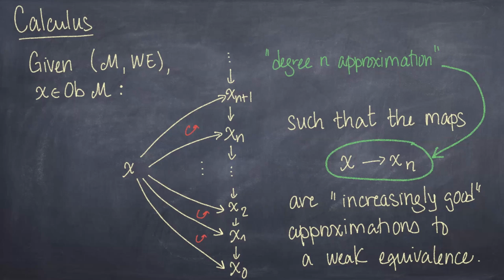So this is one form that a calculus will take, where, for example, M would be some functor category and X would be some functor in that functor category. But we can apply it in general in any category where there's some good notion of weak equivalences.